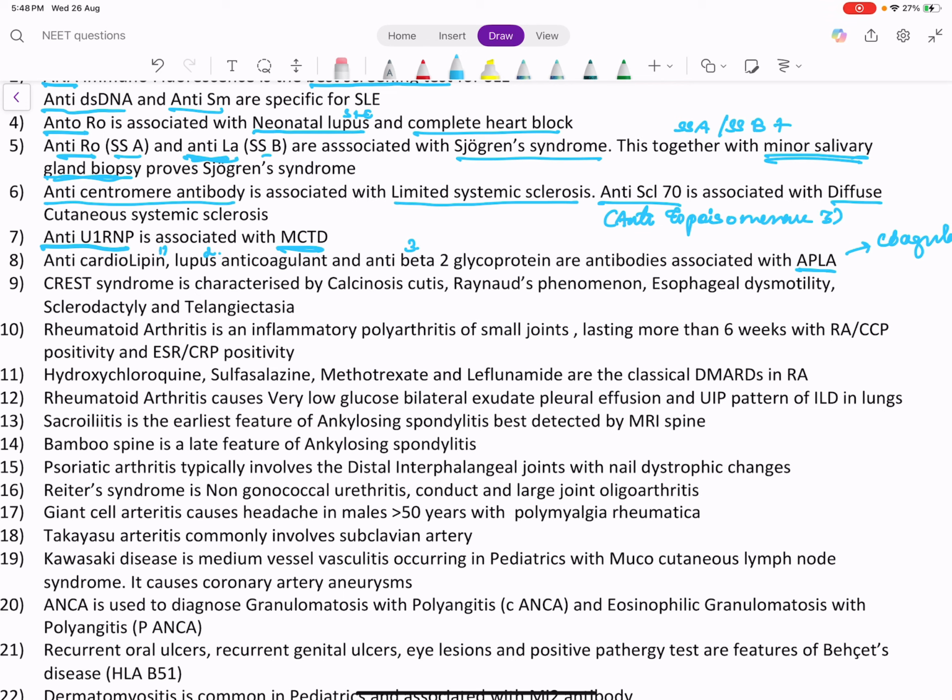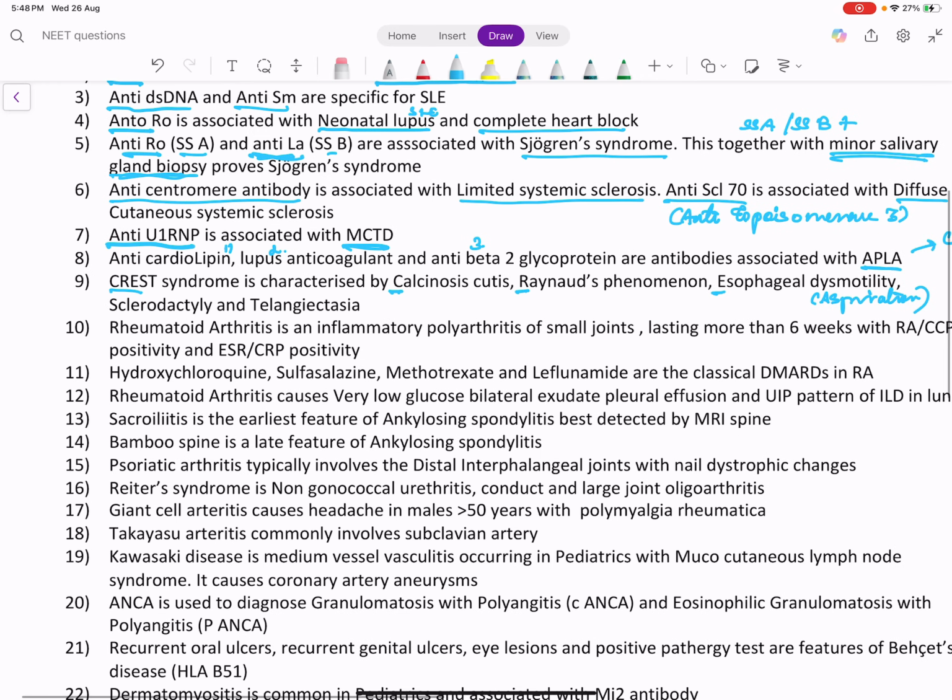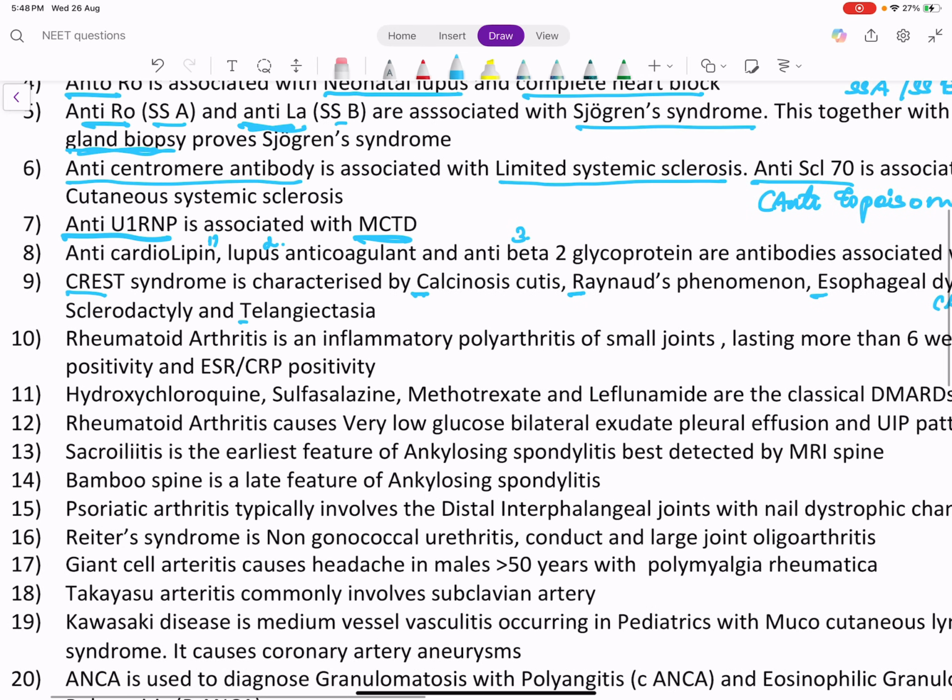CREST syndrome is one type of limited systemic sclerosis characterized by calcinosis cutis, which is calcification of the skin, Raynaud's phenomenon, which is distal vasoconstriction of the digital vessels, which can cause digital ulcers, esophageal dysmotility, which can lead to aspiration pneumonitis, sclerodactyly, also called sausage fingers, and telangiectasia, which is dilatation of vessels either in the skin, nails or on the face.